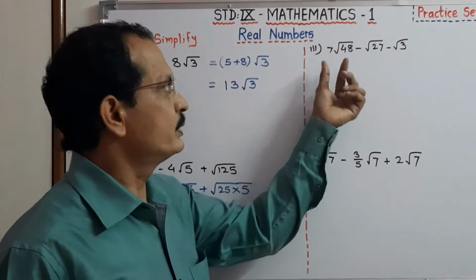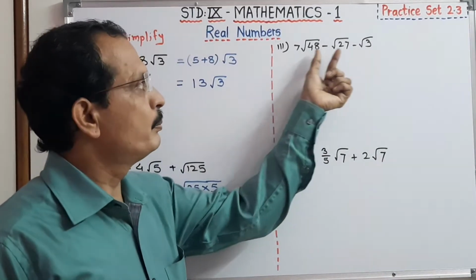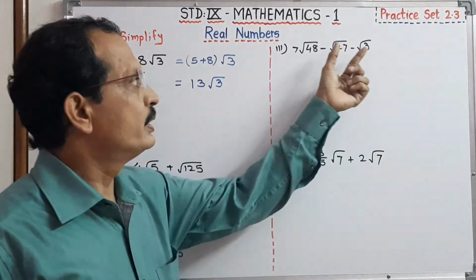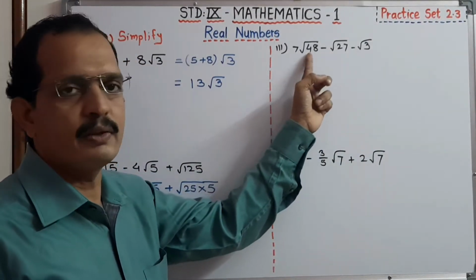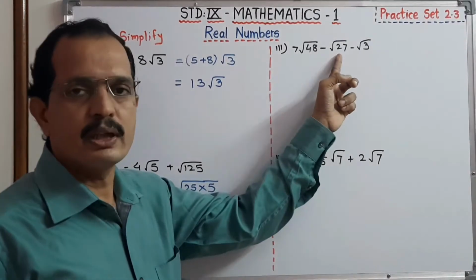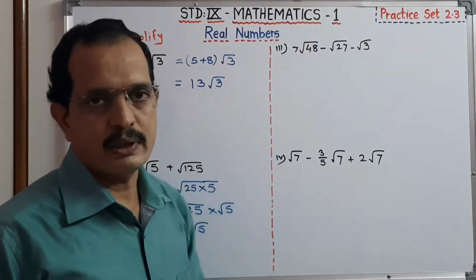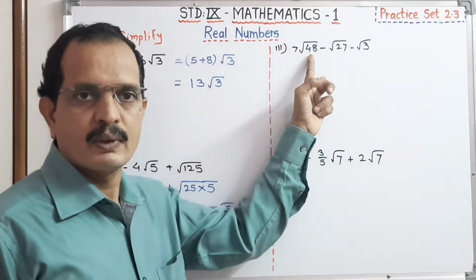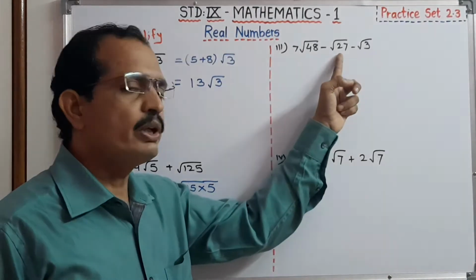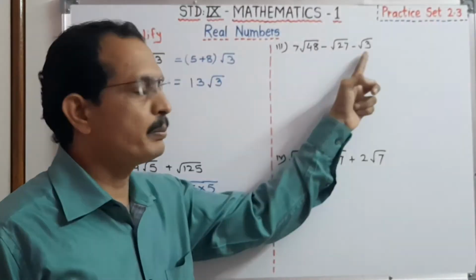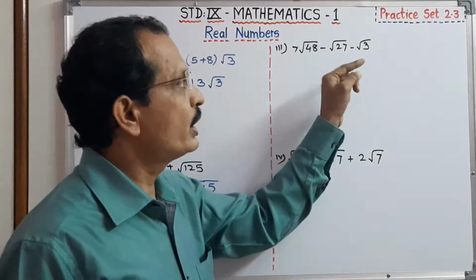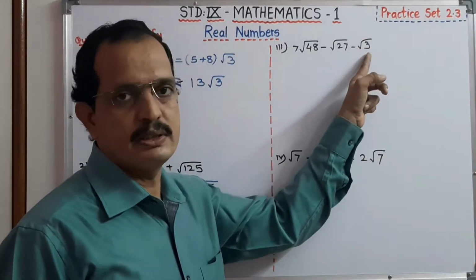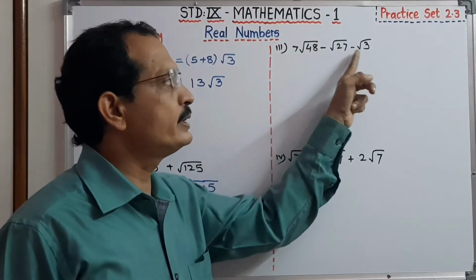Now see the next one. It is 7 root 48 minus root 27 minus root 3. Dear students, see here, 48 we can factorize, 27 we can factorize, these 3 we can't factorize. Can anyone tell me, is this divisible by 3? Yes, 16 threes. And this 27 is also divisible by 3. Why are we looking for divisibility by 3? Because the root 3 is there. This also we have to convert into a root 3.